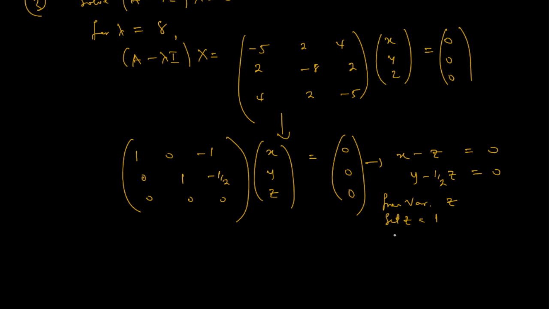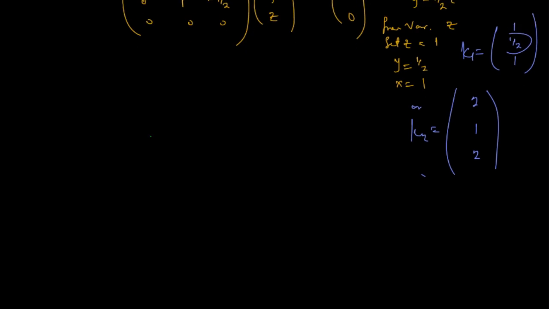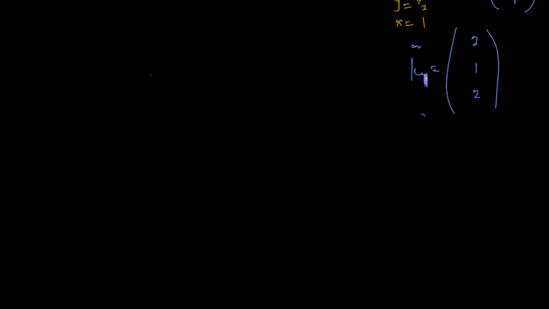Now if z is 1, we can find y. y is going to be half z, so our y is going to be half, and our x is going to be z, which is going to be 1. So we have found k1. Our k1 is 1, 1/2, 1, or we could choose our k1 to be, since we have a fraction here, I could multiply all the entries by 2. It will be 2, 1, 2. So I'm going to choose my k1 to be this.